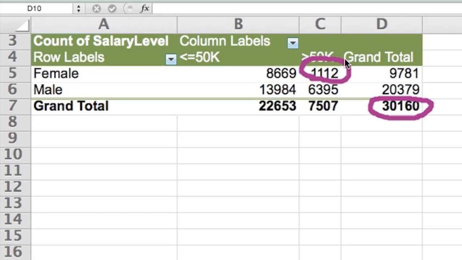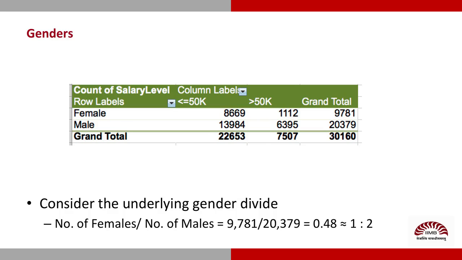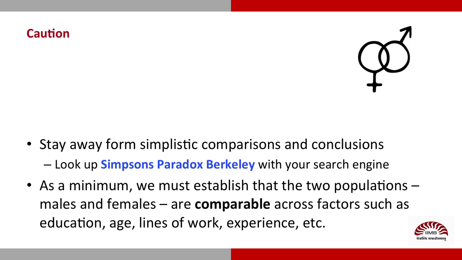The ratio of females to males in this data set is 9,781 to 20,379, which is nothing but what's in this last column over here, or approximately 1:2. Even if I were to double things, it would be 7 versus 21. Now you're thinking like a quant.